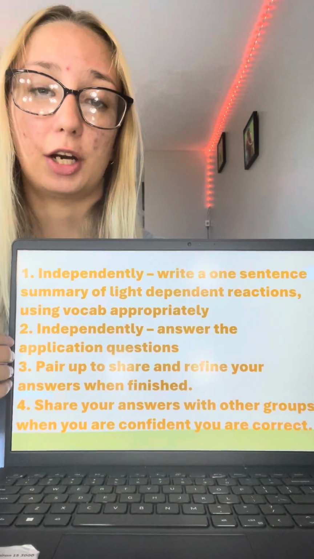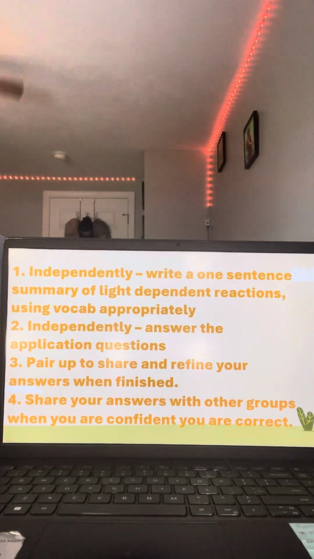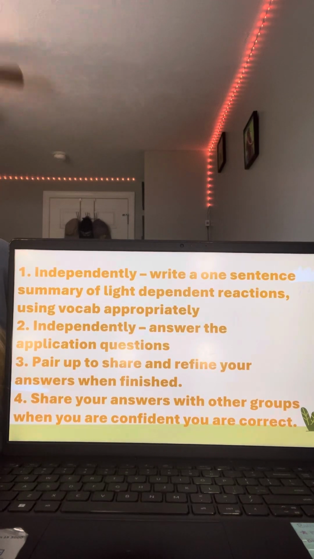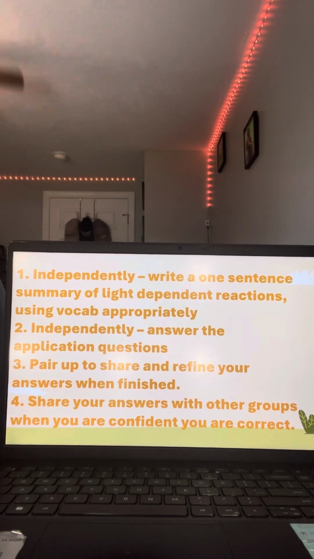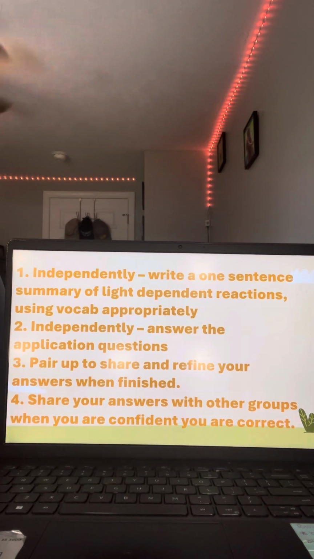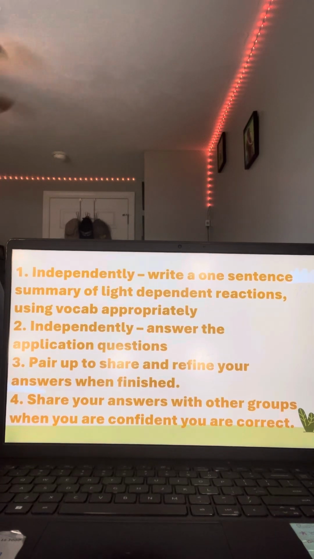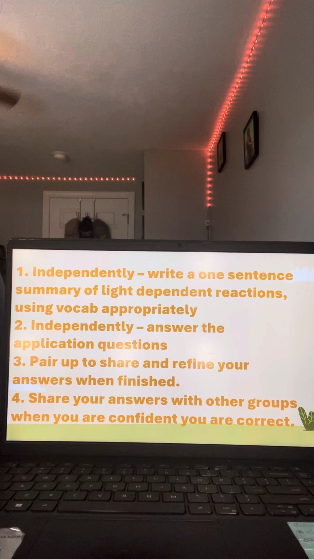The think, pair, share activity. These will be the directions put on the board as well. One, independently, write a one sentence summary of the light-dependent reactions using vocab appropriately. Two, independently, answer the application questions. Three, pair up to share and refine your answers when finished. Step four, share your answers with other groups when you are confident you are correct.